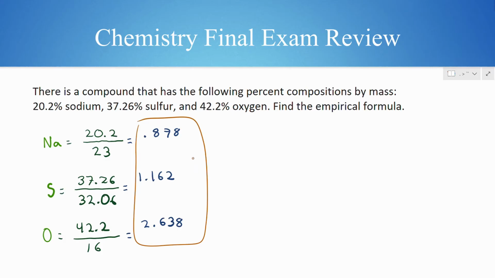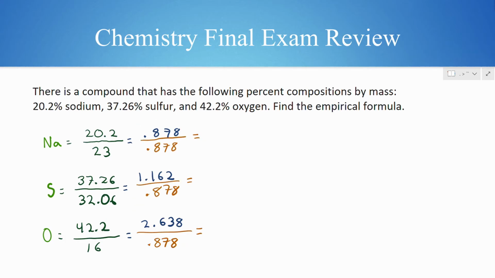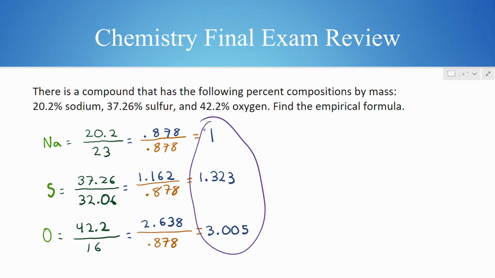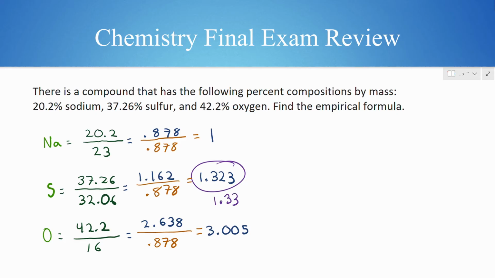So the smallest number of these circled numbers is the top one. They're all going to be divided by 0.878. Now we're going to do another division. Alright, so now we have three numbers, and usually these would be the subscripts. However, some numbers are not close enough for us to round. For instance, this one's fine. 1, it tells us straight away that we have 1 sodium atom. And here, 3.005, we can round that to 3. That's allowed. But this one's very close to 1.33. And that's not enough to tell us whether it's 1 or it's 2.